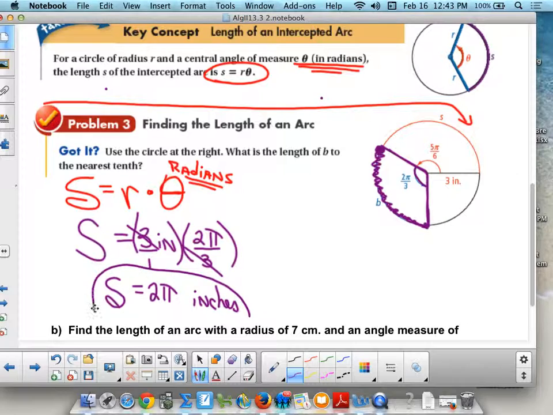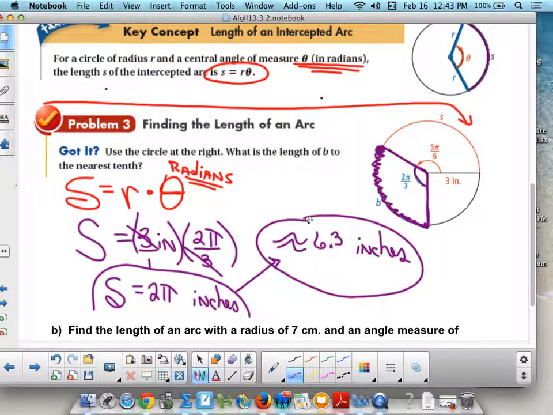So you have traveled how far around the circle? 2 pi inches. I mean, that's the answer, but wouldn't it be nice to kind of know a number? So what's 2 times pi? Approximately what? 6.3 inches. Okay, it did say round to the nearest what? 10th, that's why we did that, right?